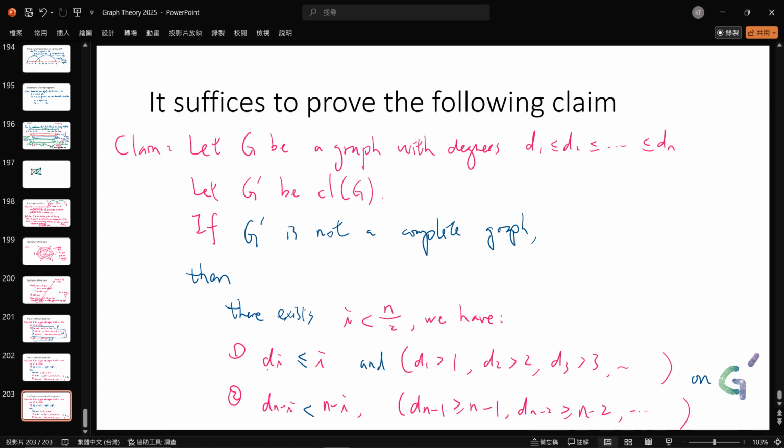So recall that G prime is the closure of the original graph, and to obtain this closure, we keep adding edges to non-adjacent vertices with degree sum at least n. But anyway, G prime has more edges than G, okay? So if we have this final claim, which says that we can find some small degrees, these degrees are less than i or less than n minus i in this dense graph G prime, because it has more edges.